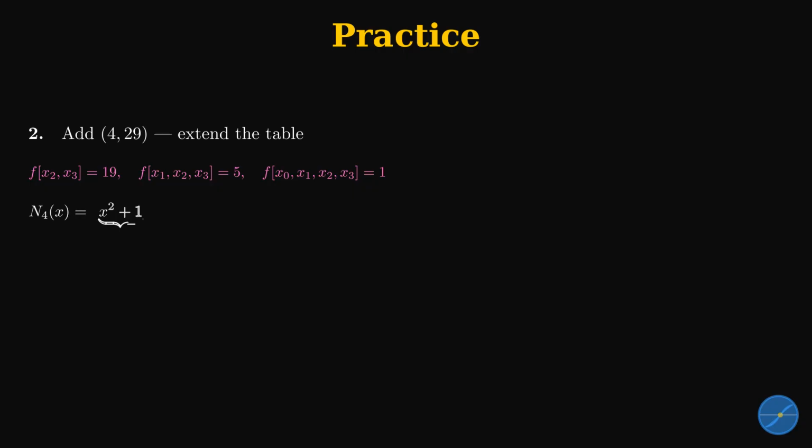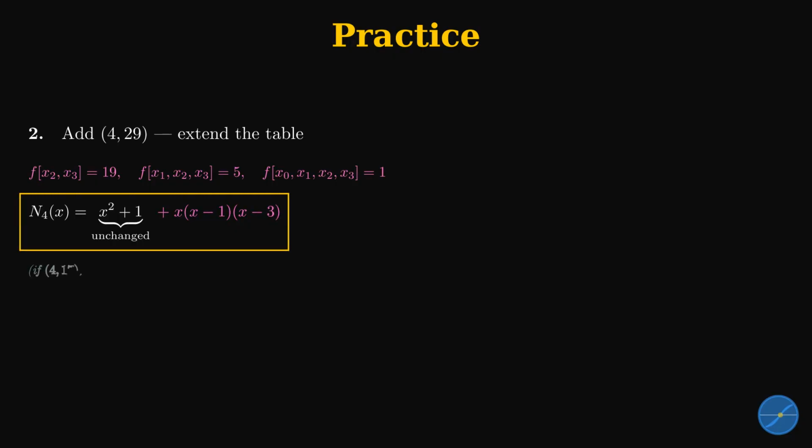Exercise 2. Take that same set and add 1 point. 4, 29. Only the new bottom edge changes. New first difference 19, new second difference 5, new third difference is 1. The first 3 coefficients don't move. You just append one term, x times x minus 1 times x minus 3. If instead the point had sat on x squared plus 1, that new coefficient would be 0 and nothing would change.